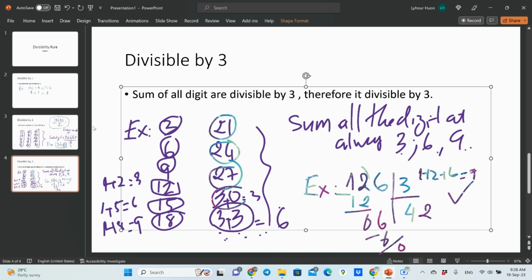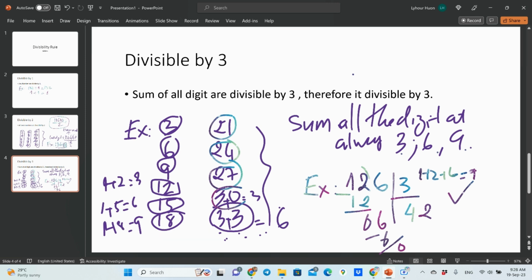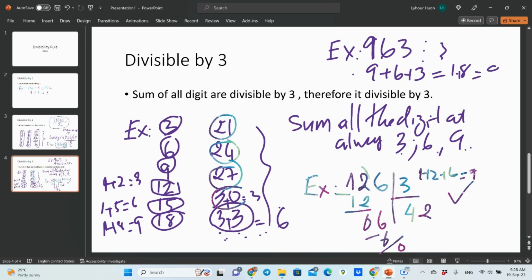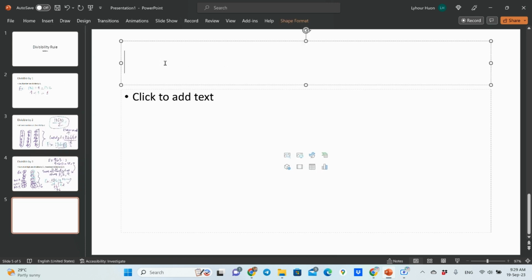Can you give one example of a large number that can be divisible by 3? 963. Yes, that can be divisible by 3 because 9 plus 6 plus 3 is equal to 18, and 1 plus 8 is equal to 9, so that is divisible by 3.